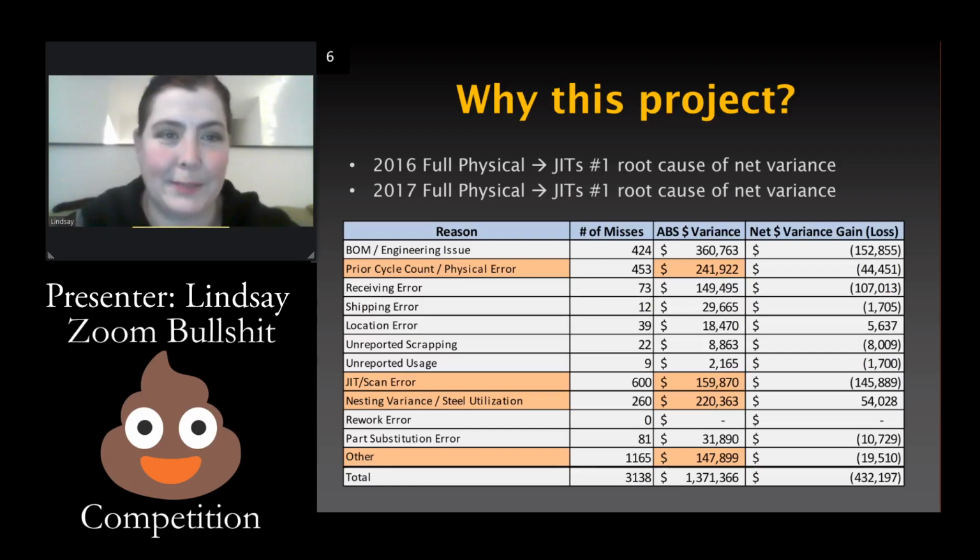As you can see, here is my too-small graph. You're going to take the full physical from the JITs to the first root cause of net variance, leading on to the 2017 full physical. The JITs are the number one cause of net variance, a comparative graph. If you could just take a moment to absorb that into your retinas.